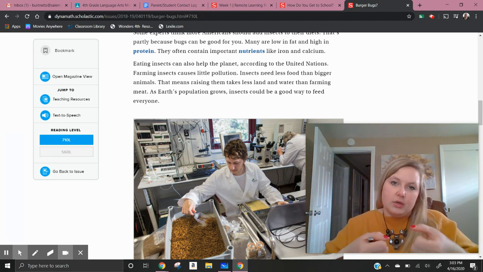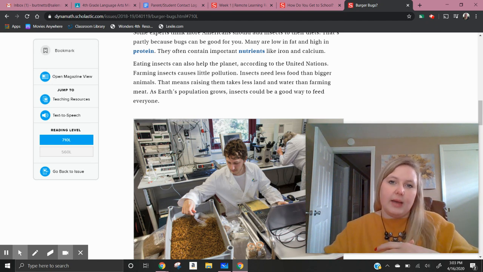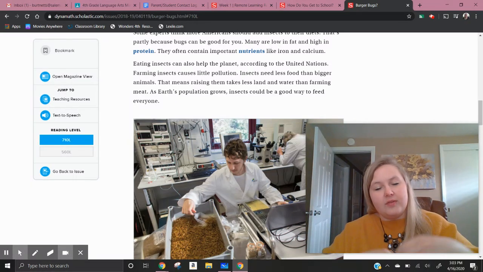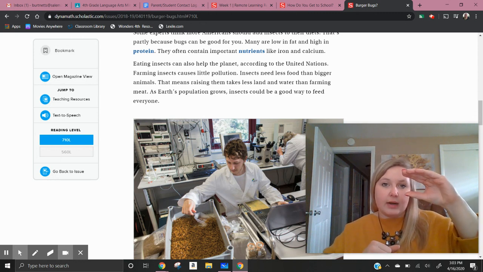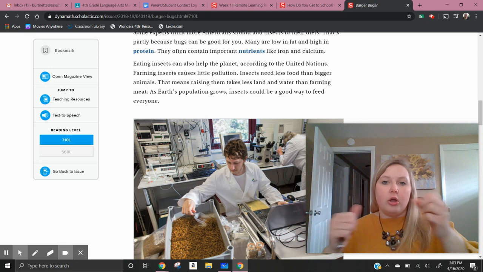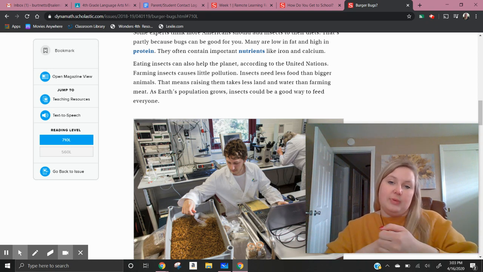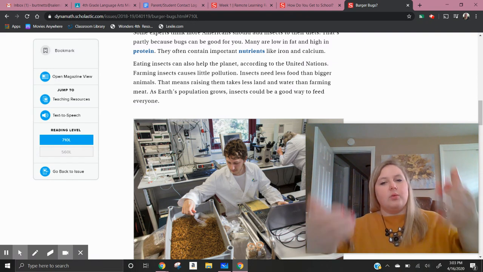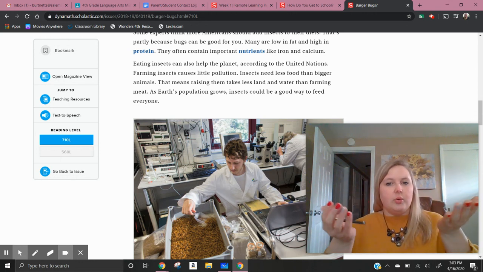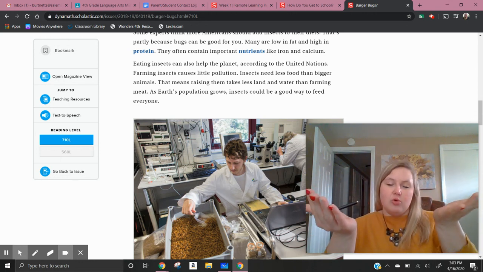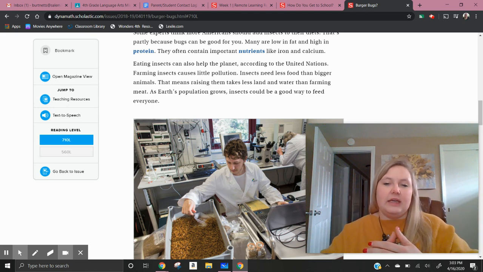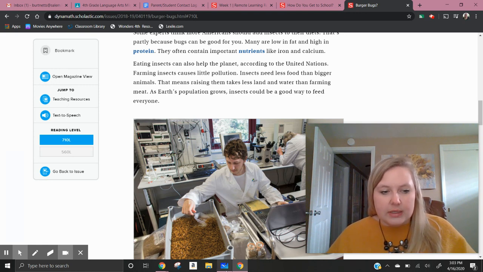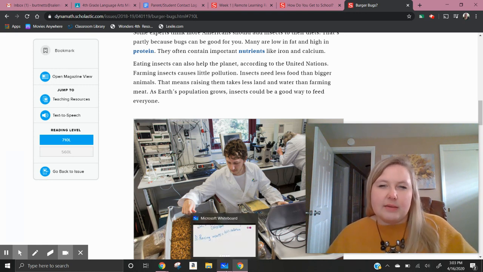Details support whatever it's talking about. If this article was about not eating insects, then all of our details would be about how insects should be bad for us. But this one was why we should eat insects. So we were talking about people eating more insects, and we were supporting all of this with good details that support that.